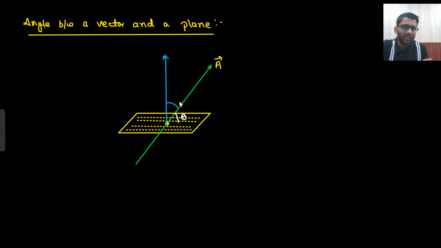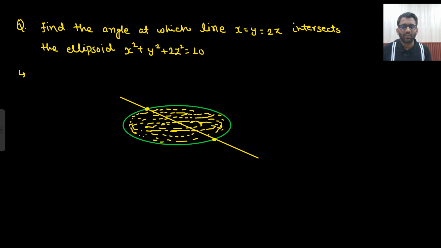So what will that angle be? That angle will be alpha. And what will be my theta? Theta will be 90 degree minus alpha. So this will be my answer. This we have already seen in the previous lecture. So now let's solve this question. Try doing it on your own.